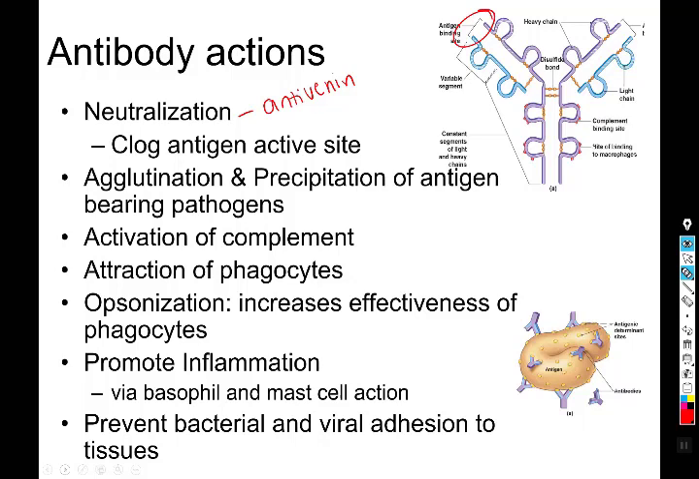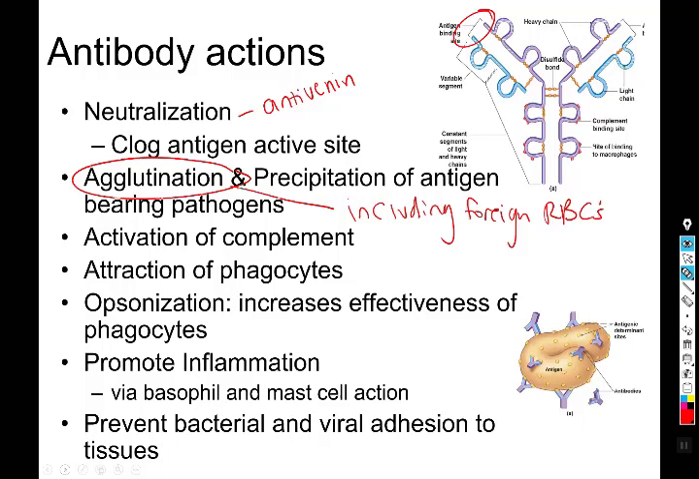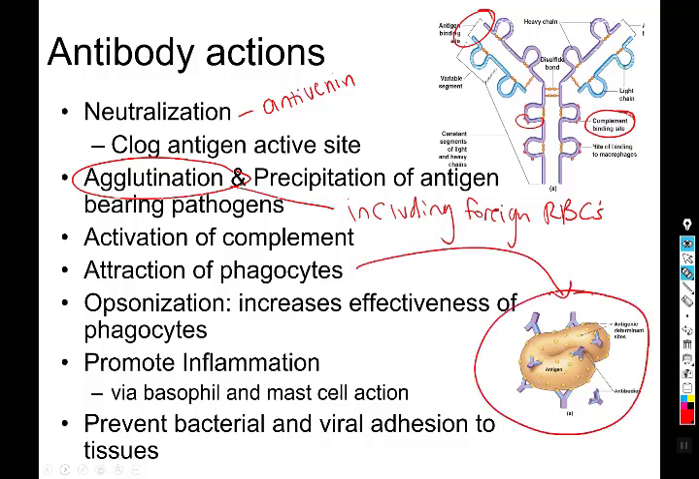It can also cause agglutination and precipitation of antigen-bearing pathogens. So this is including foreign red blood cells, but also other things. It can activate something called the complement system, and you can actually see complement binding sites here and here. So we'll talk a little bit more about the complement system later. They can attract phagocytes. So often stuff like this, which is an antigen of some kind studded with antibodies, is going to be very attractive to eosinophils, for example.